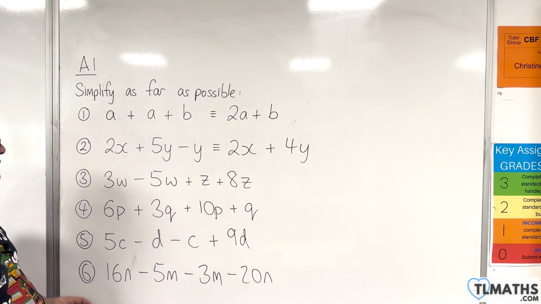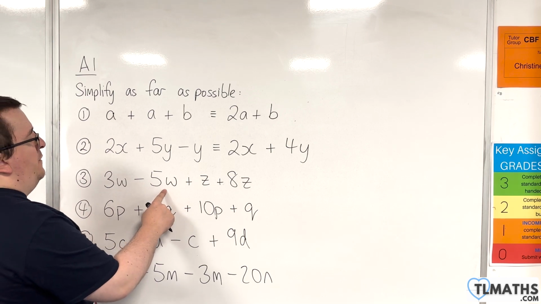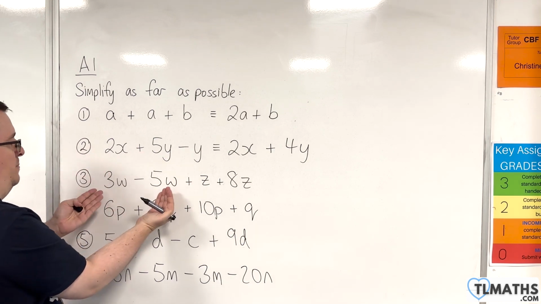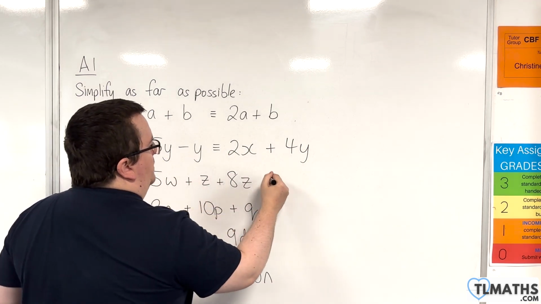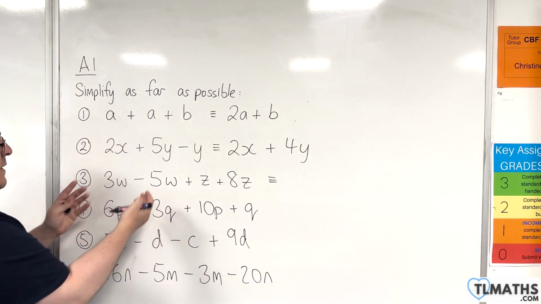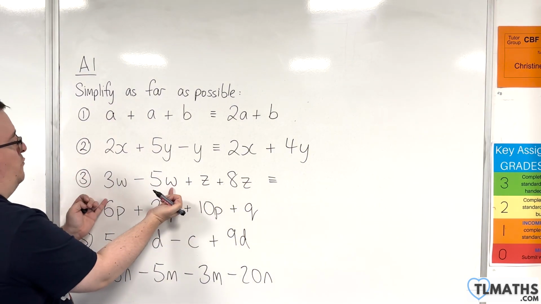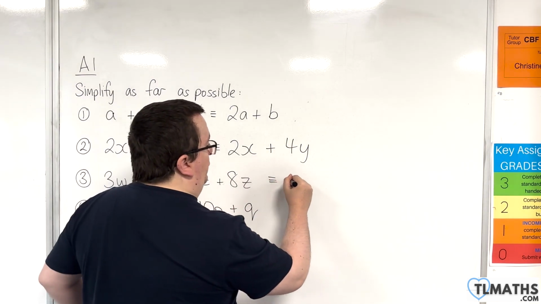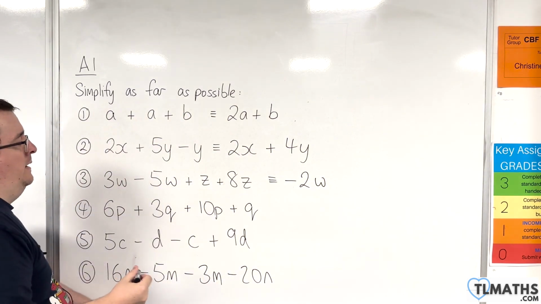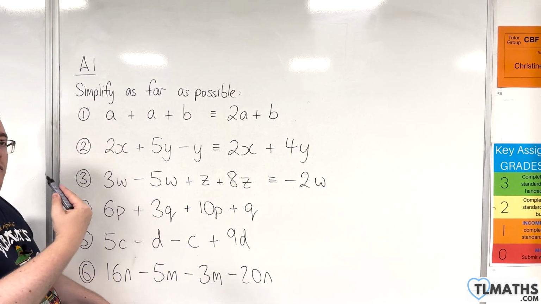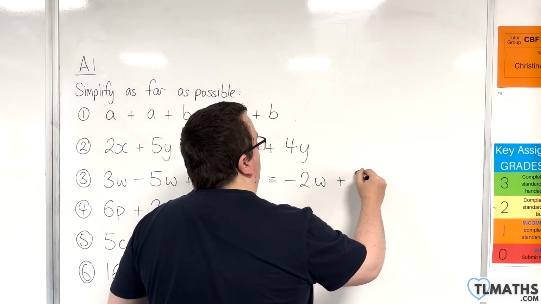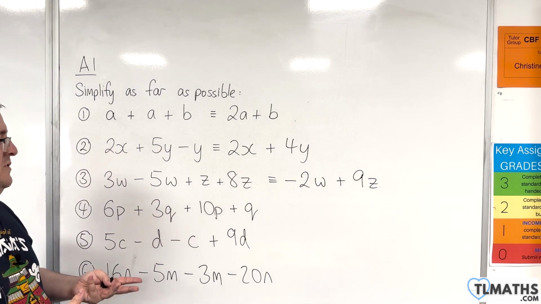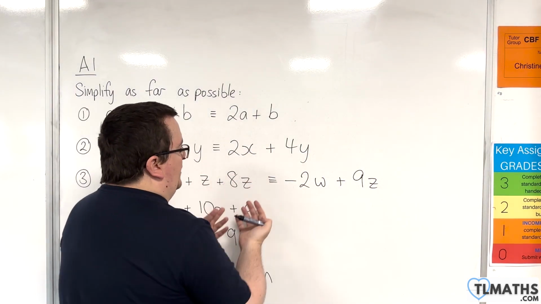Number 3, we have 3w take away 5w plus z plus 8z. So the w's can be combined and the z's can be combined independently, but they cannot mix. The 3w take away 5w, well, 3 take away 5 is minus 2, so we've got minus 2w. And then we have z plus 8z, which is positive 9z, so plus 9z. So I have collected like terms together. I've collected the w's together, I've collected the z's together.